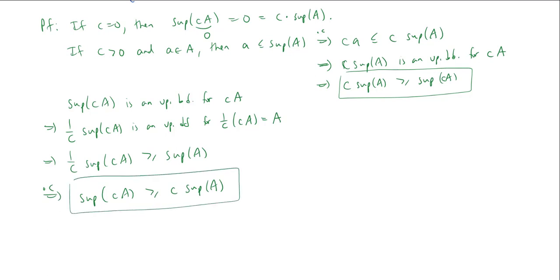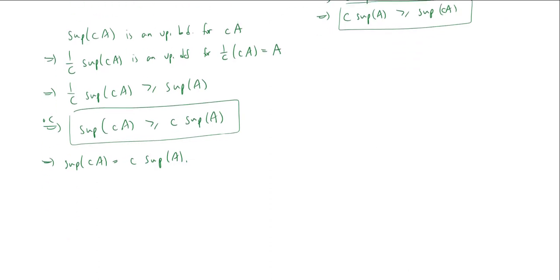Well, look at this. On one hand, I knew that C times the supremum was at least as big as the supremum of CA, and on the other hand, I know that C times the supremum is less than or equal to the supremum of CA. Therefore, the supremum of CA is equal to C times the supremum of A. All right, so that handles the second case. We know what happens when C is 0. We know what happens when C is positive. So one case left, and that's if C is negative.